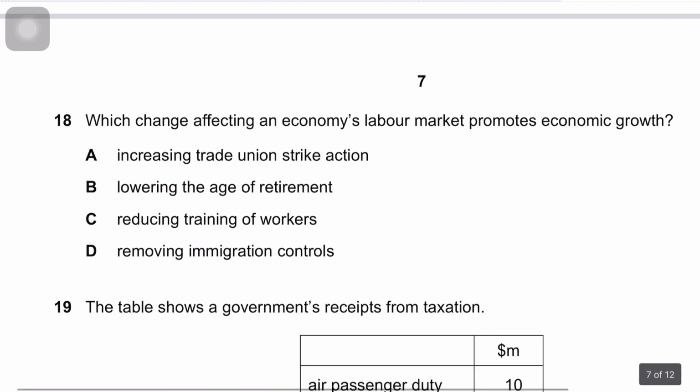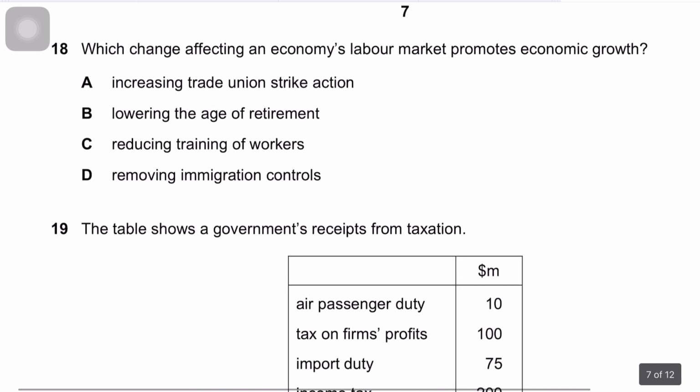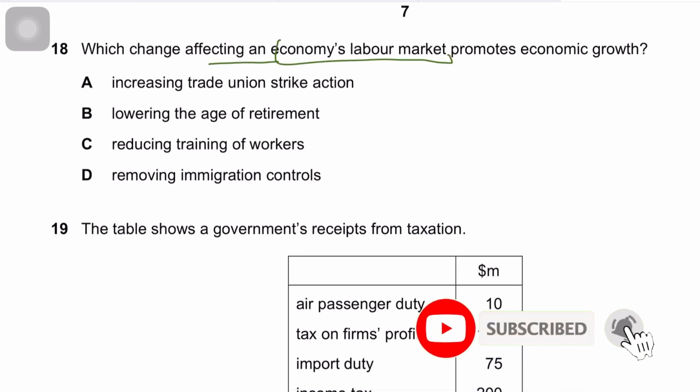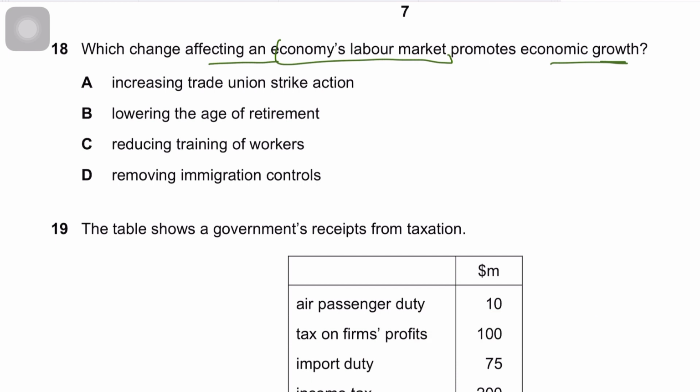Question 18 says, which change affecting an economy's labor market promotes economic growth? Increasing trade union strike action would actually reduce economic growth, because it would hamper output. When unions are on strike, it would reduce GDP since output would not be produced. Lowering the age of retirement is not the answer either, because when you reduce the retirement age, people will retire early and exit the labor market at a much earlier age. So it should actually reduce economic growth, not increase it.